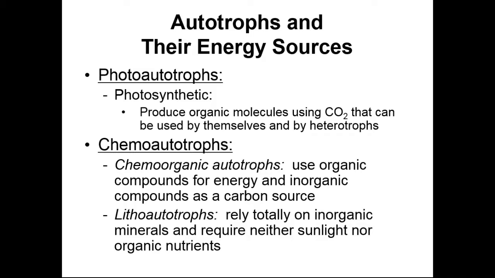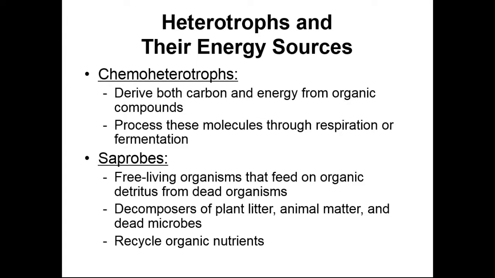So think of these as those organisms that are capable of living at the bottom of the ocean, whereas our chemoorganic autotrophs that use organic compounds for energy and inorganic compounds as a carbon source are going to be a little bit more diverse in their skill set for the environments that they can live in. Our chemoheterotrophs need food. Organic carbon for food, and they need to have essentially a food source for energy. Our saprobes need to eat something that's dead.